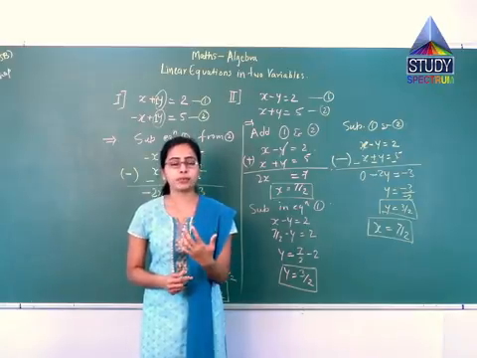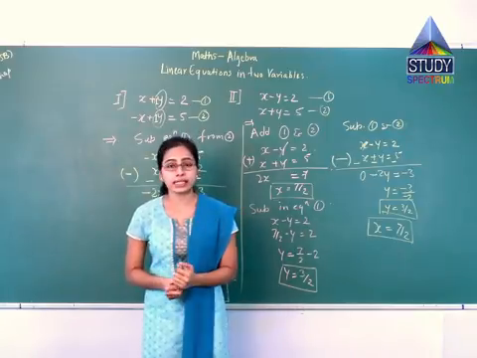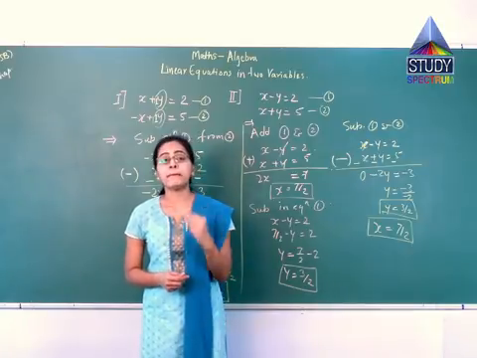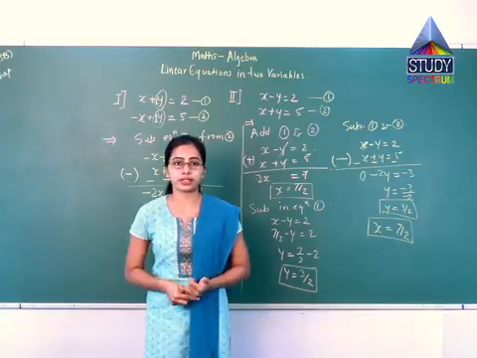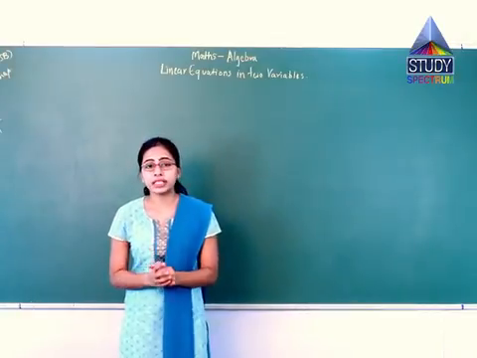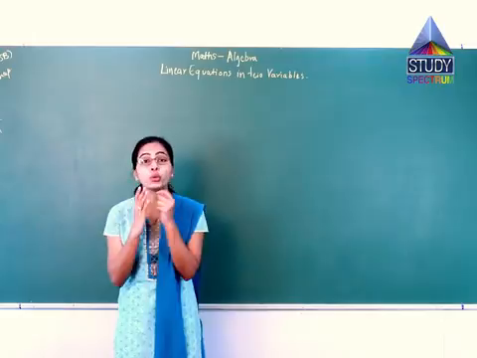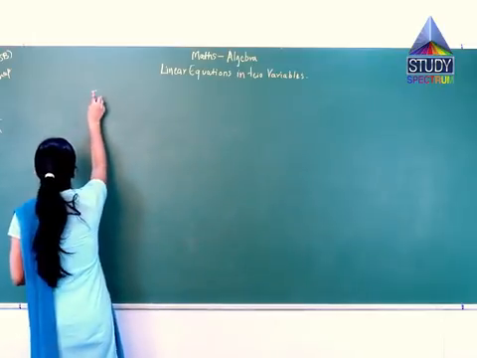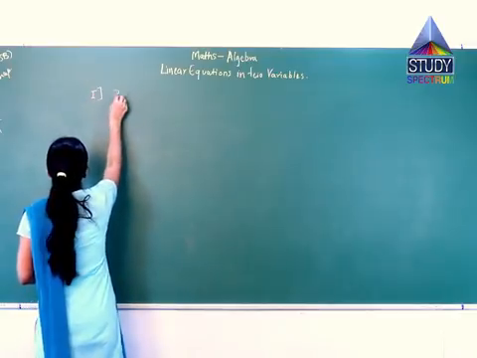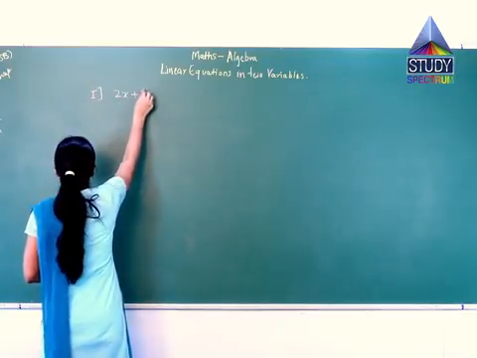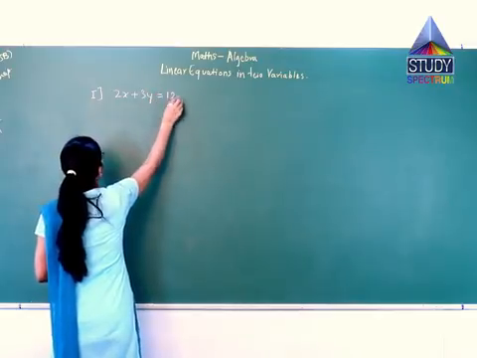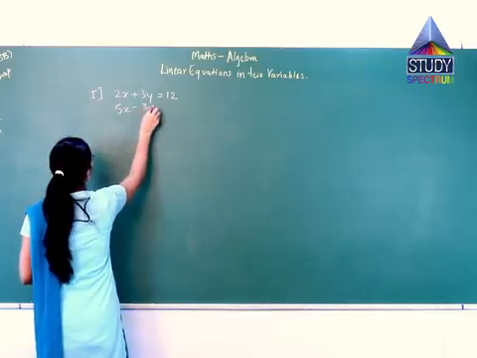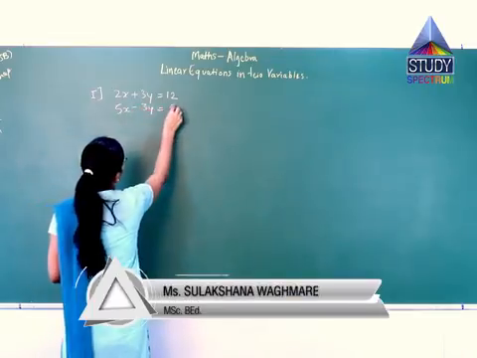Now after this part, I will explain those examples which may have similar sign or different sign but have different coefficients. Now let us see how to solve those equations which have different coefficients. Here, suppose in the first example I am taking 2x plus 3y is equal to 12 and 5x minus 3y is equal to say 9.